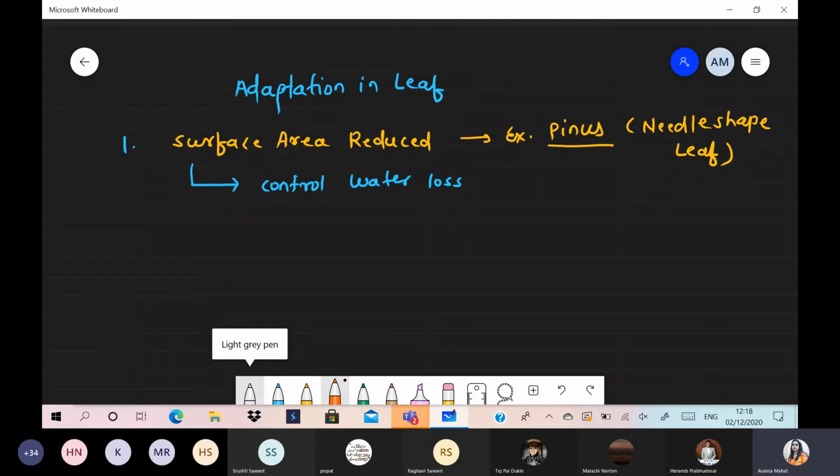Because listen, Pinus, like most gymnospermic plants, grows in which area? In the colder area, the temperate zone. And a few, like Cycas, grow in the warmer area.